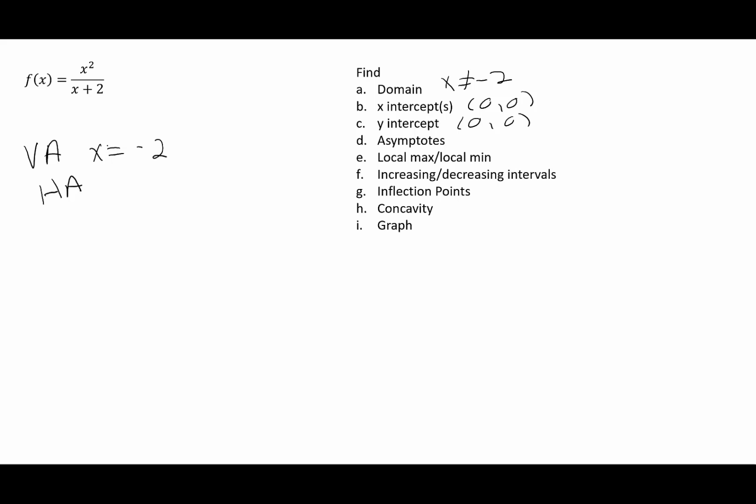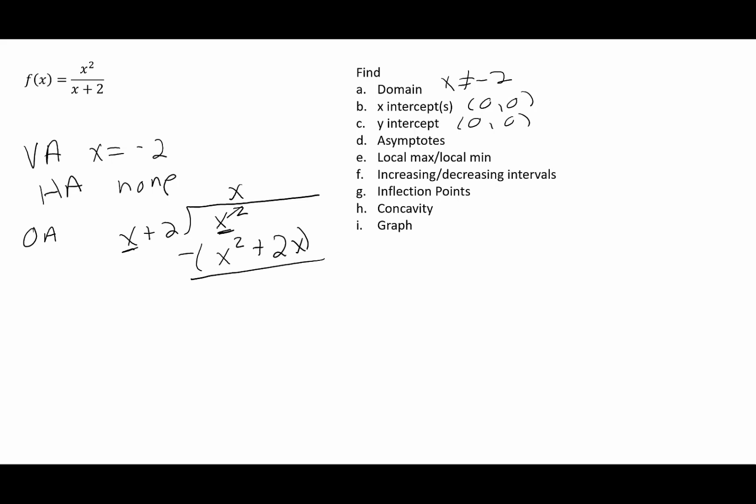Horizontal asymptote. Degree on the top is bigger than degree on the bottom, so horizontal is none, but this time we do have an oblique. So we're going to take the x plus 2, divide it into x squared. X goes into x squared, x times x is x squared, but you need to multiply both things by x, so I also have 2x, and then you're subtracting. The x squareds cancel, but I have minus 2x that I'm going to bring down.